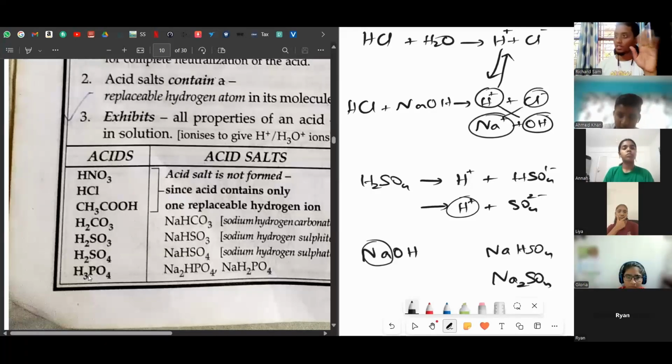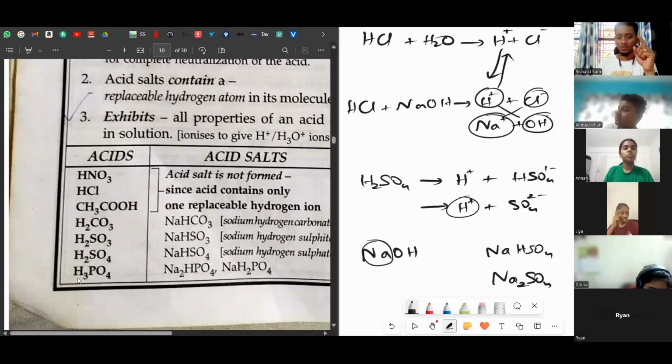So here you can get two acid salts. You can remove one hydrogen, or you can also remove two hydrogens, and you'll get an acid salt. If you remove all three hydrogens, then you'll get a normal salt. We saw all these reactions before this, right? So if you remove one hydrogen, what will you get?